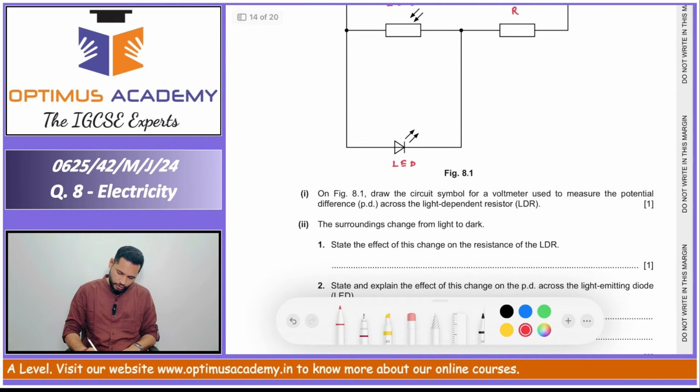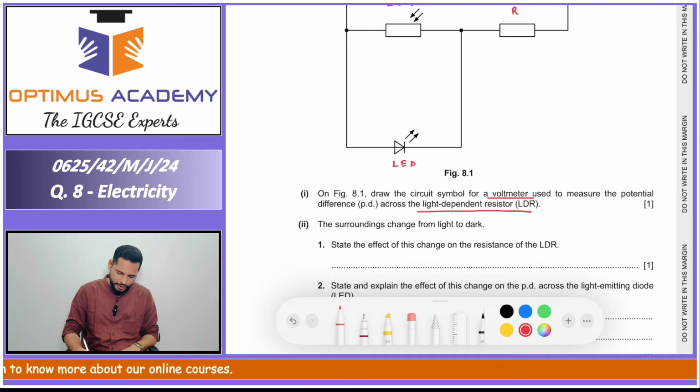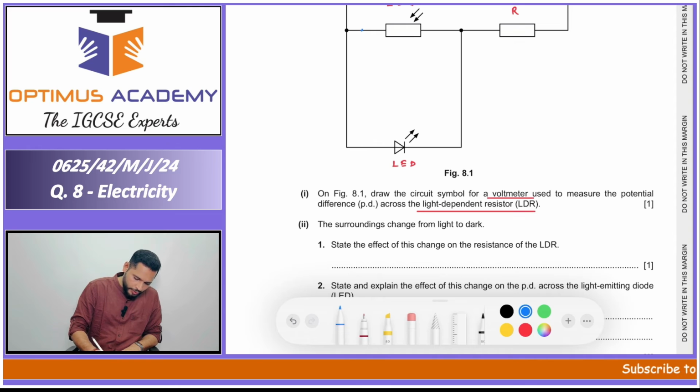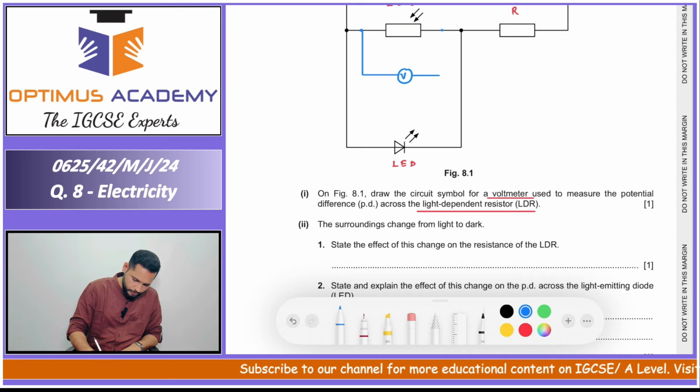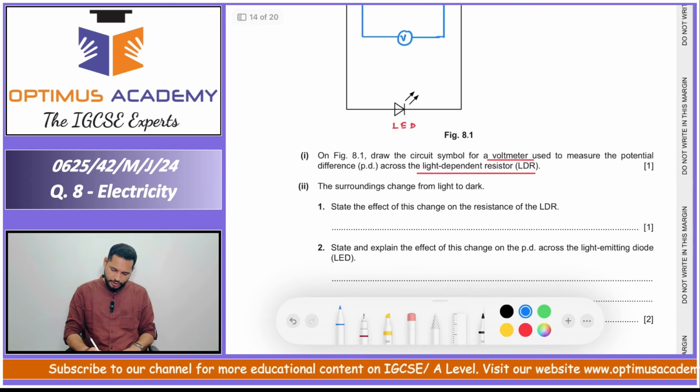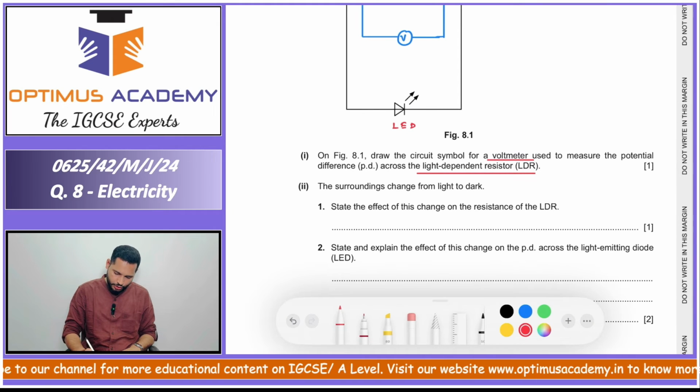On figure 8.1, draw a circuit symbol for the voltmeter used to measure the potential difference across the light dependent resistor. We know that whenever we have to measure the potential difference, we have to connect the voltmeter parallel to that component. So we have to measure the potential difference across LDR. So we are going to connect a voltmeter parallel to LDR like this.